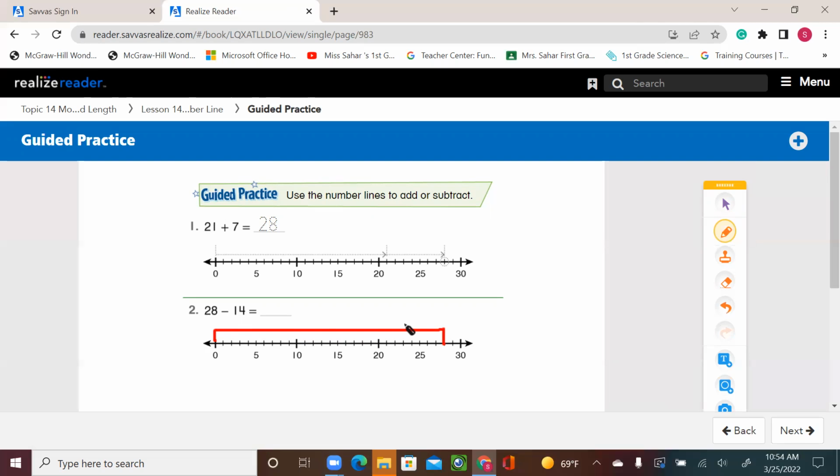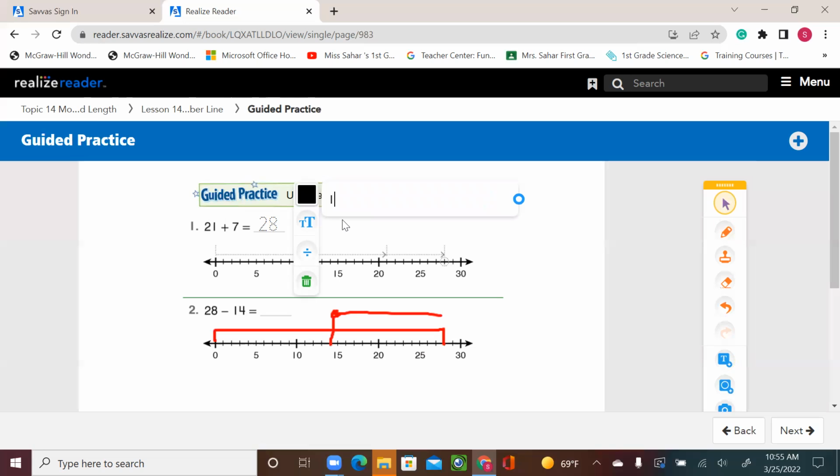Right, so this is the 28. So take away 14. Take away 14 means I'm going backwards, counting 14. So let's start. 1, 2, 3, 4, 5, 6, 7, 8, 9, 10, 11, 12, 13, 14. So we landed over here. That's heading back because I'm subtracting. So 28 take away 14 equals 14.